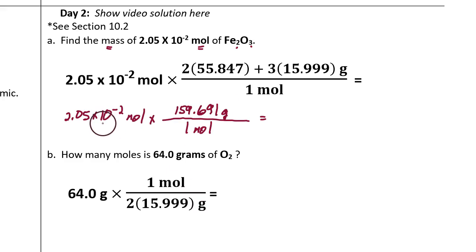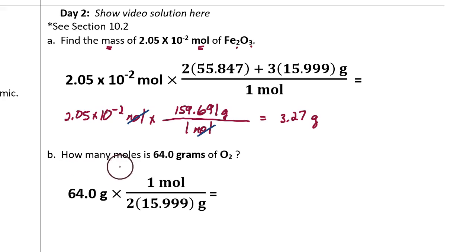Then the final step is to multiply these two values together. The result is 3.27 grams. I know that the unit that remains is grams because the word moles cross-cancels out the word moles, leaving grams.